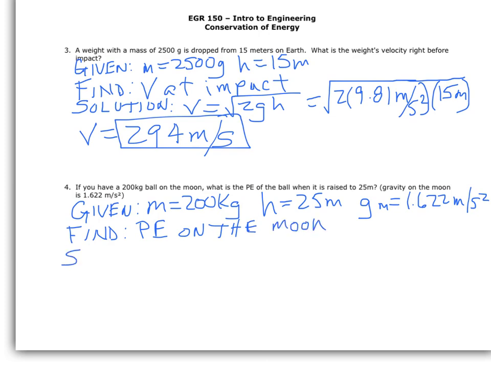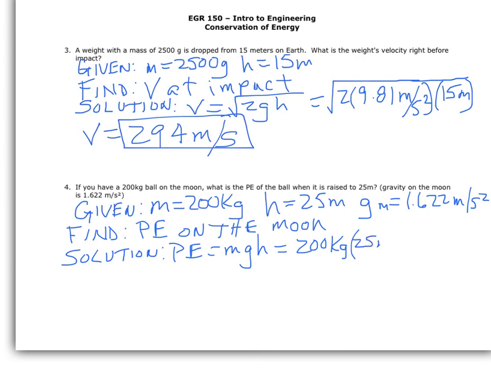Okay, our solution then is our potential energy equals the mass times the gravity times the height. So the mass is 200 kilograms. The height is 25 meters. And the gravitational constant of the moon is 1.622 meters per second squared.